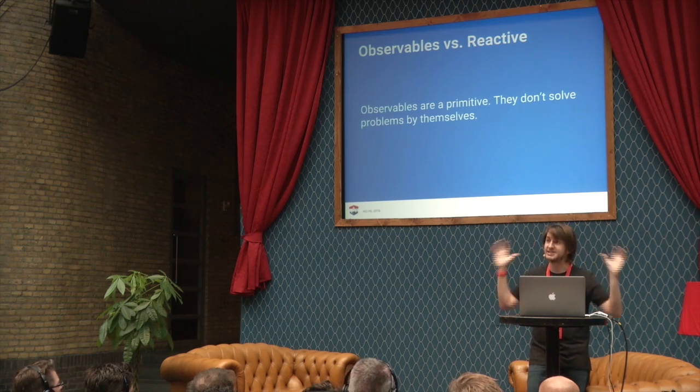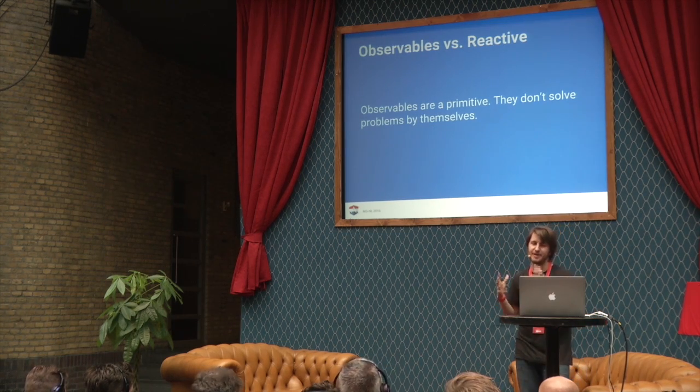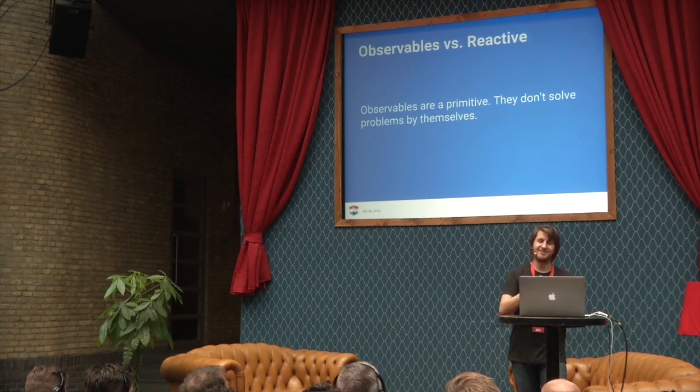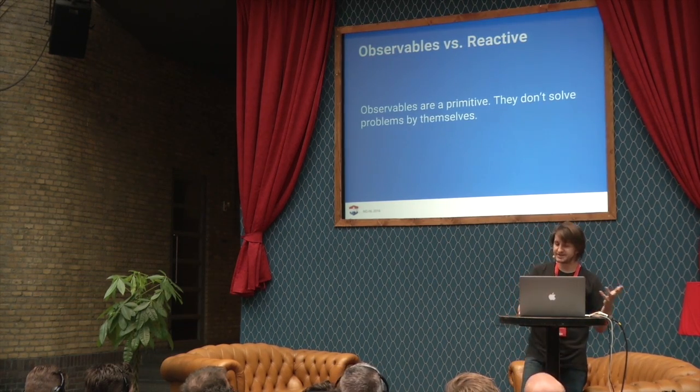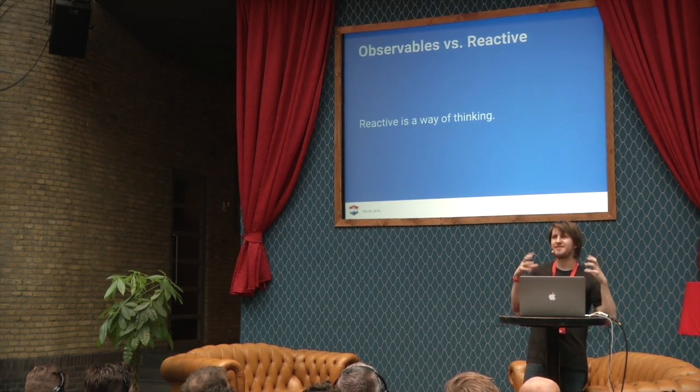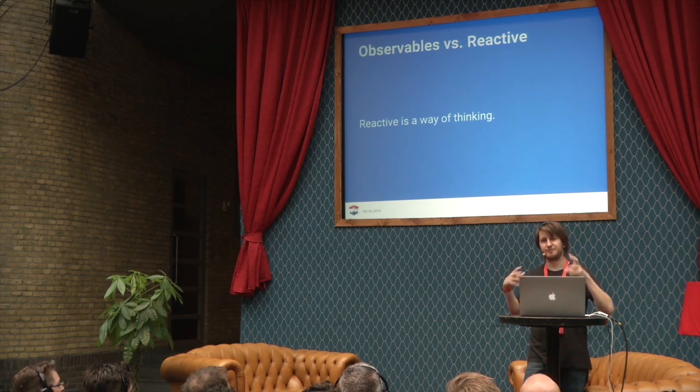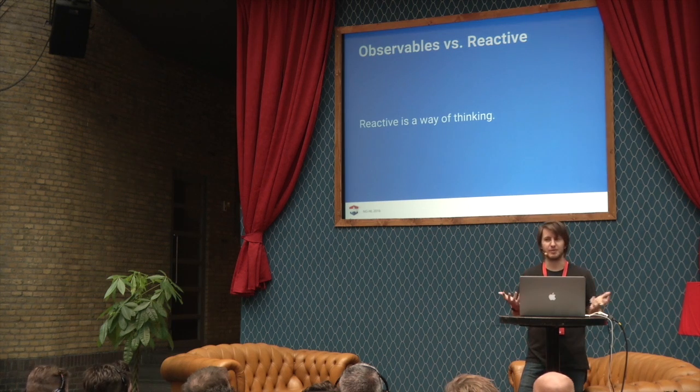So I've talked about observables here for the past 5 or 6 minutes. And one of the things I really want to get across to you is that observables are a primitive. They're a new part of the language. But they don't solve problems by themselves. Observables are very much a different concept than reactive programming. And really what I want to talk to you about today is reactive programming. You have to know how observables work to do this. But reactive is much more about a way of thinking about applications, how to structure them, how to flow them together. The observable is really just the raw building blocks for doing this.